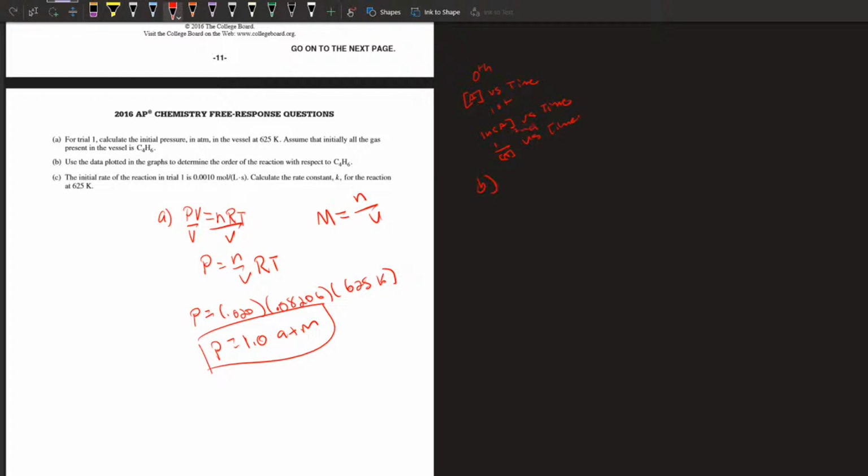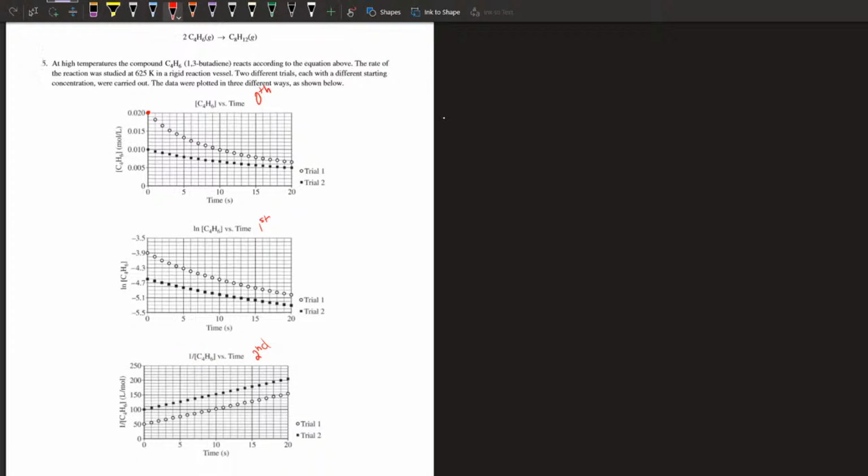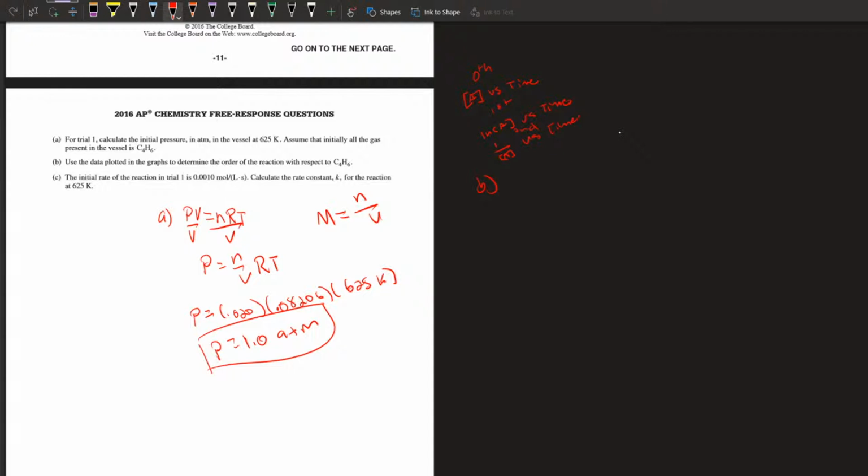So for B, let's look at which one's linear. And we can see that this is not linear, this is not linear, but this one mostly resembles a linear graph, and this is an inverse concentration versus time graph, meaning that this reaction is 2nd order with respect to C4H6. All right, now let's look at C.